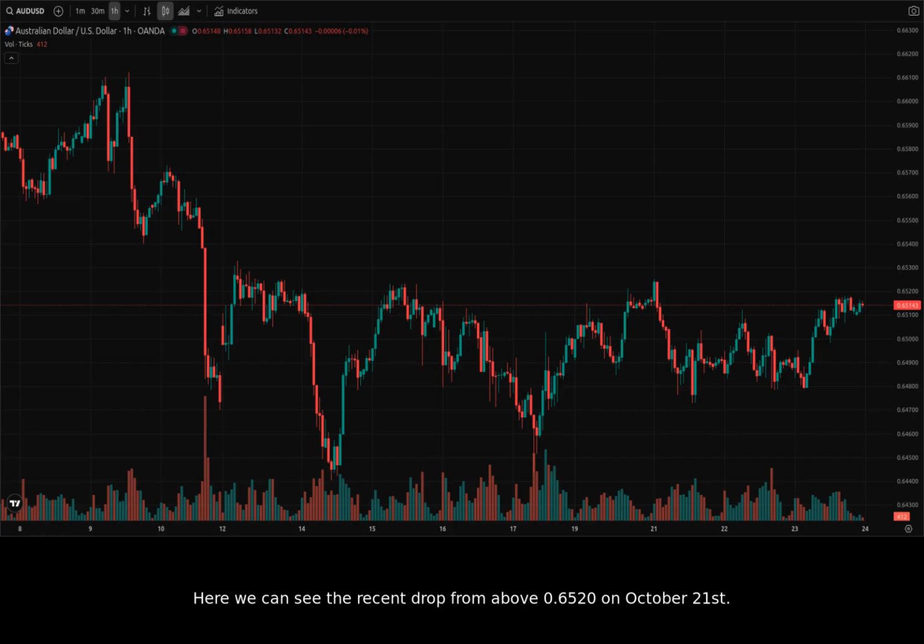Here we can see the recent drop from above 0.6520 on October 21st. The price fell sharply before finding some footing around the 0.6475 level. For the last 24 hours, the price has been oscillating in a very tight range. This forms our immediate, short-term boundaries for price action. Immediate resistance is clearly visible at the 0.6515 to 0.6525 zone. A break and hold above this level would be the first sign of bullish strength. To the downside, the recent low around 0.6475 serves as our immediate support.